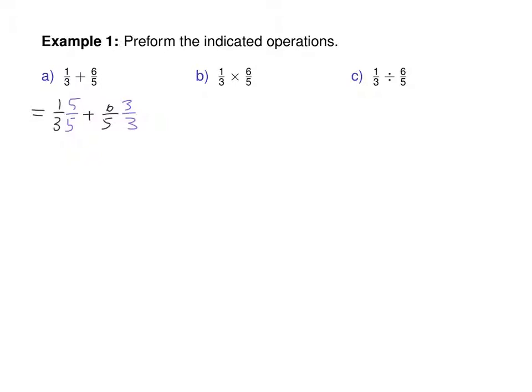The reason that works is that 5 over 5 is just 1, right? Multiplying by 1 doesn't change anything. So that makes 5/15 plus 18/15, is that right? Sometimes I can't multiply, so if something seems wrong, it was me doing a silly thing. So is that 23/15? Okay, great. And that does not reduce, so there's your final answer.